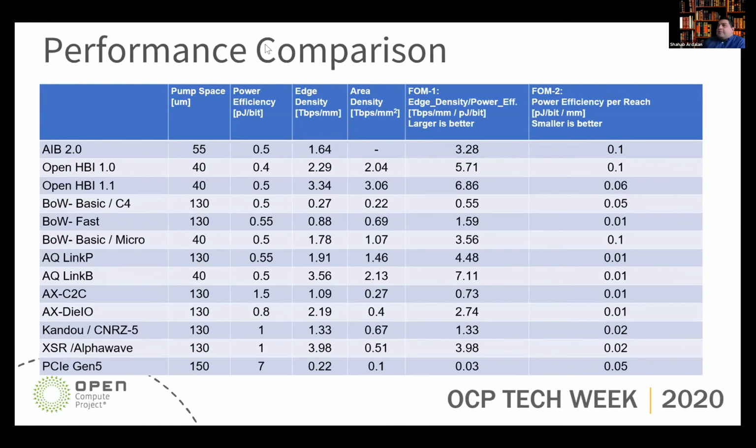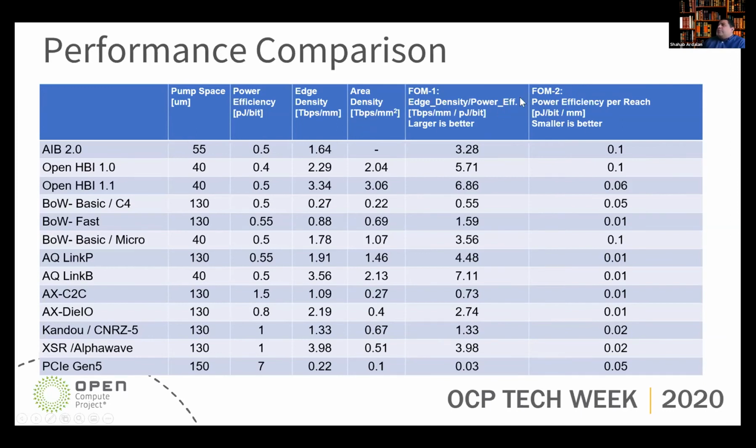Then we have power efficiency, which is picojoule per bit, and edge density is important for us: how many terabits per second we can get per millimeter of the chip edge. That was another factor that we defined. And area density is terabit per second per millimeter squared. That was only the edge before. Now this is the total area that the PHY is going to take for each terabit per second of communication.